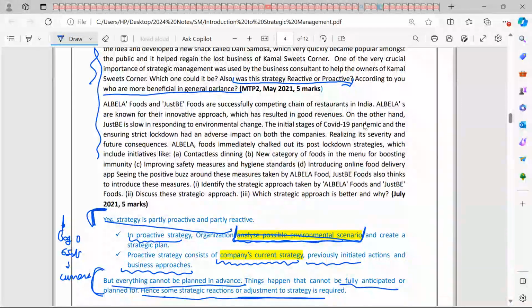Again, this question, July 21, 5 marks. Identify the strategy approach taken by Albela Food and Just Be. Discuss their strategic approach, what is their strategic approach and why. I hope this is clear.